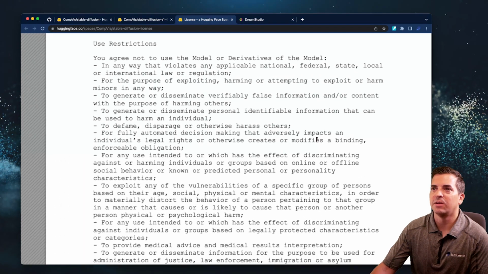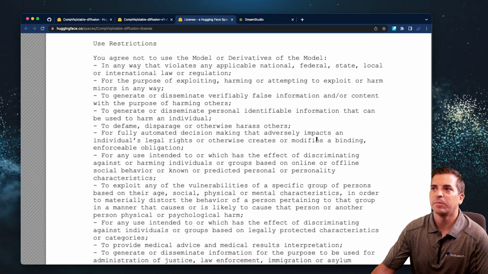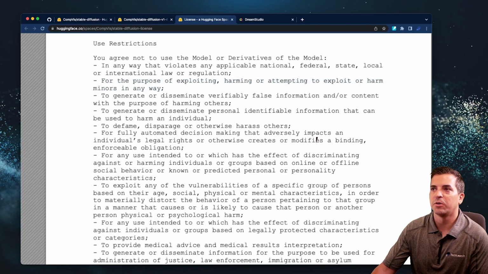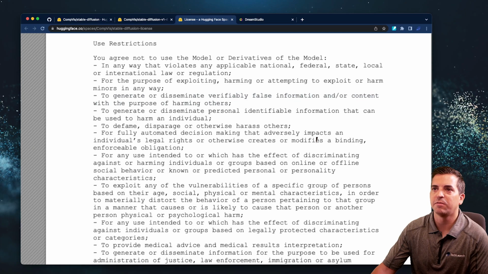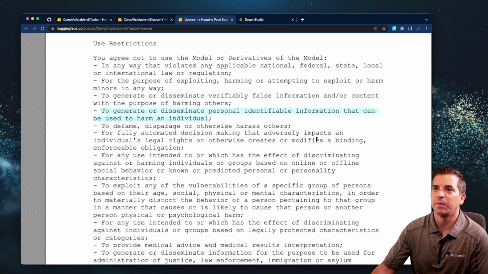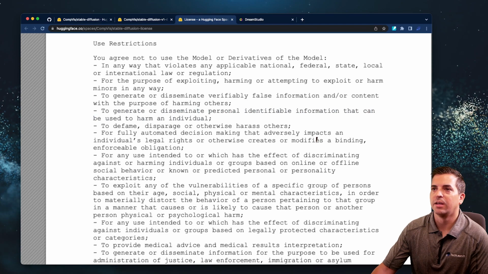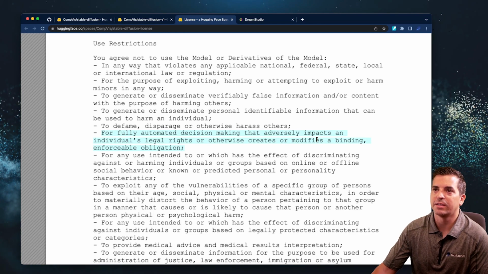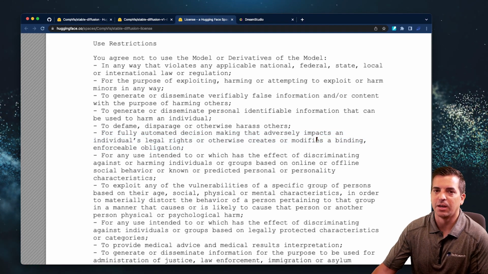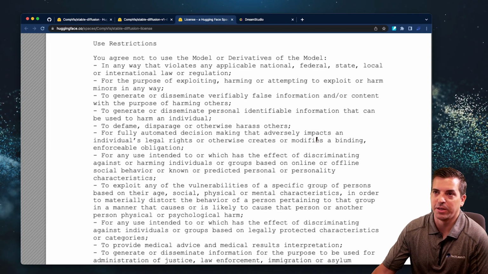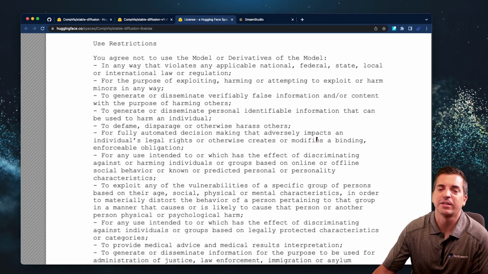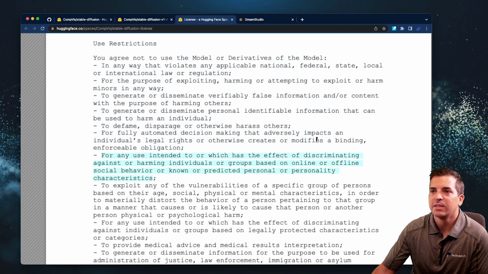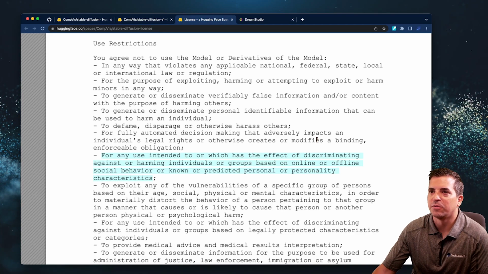Obviously, they don't want you to violate any laws. It can't be used to exploit minors, etc., disseminate false information or personally identifiable information, defame, disparage, or otherwise harass. And then for fully automated decision making, basically legal rights, like making a pre-assessment that would be based on a poorly trained AI, without saying it too crassly, but that's the reality. For making a legal decision, you need a lot of information.